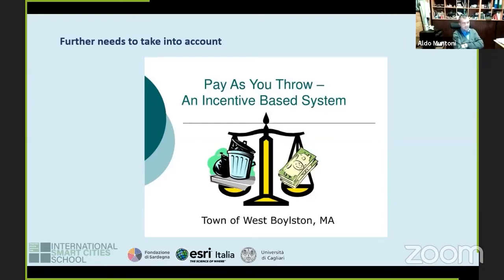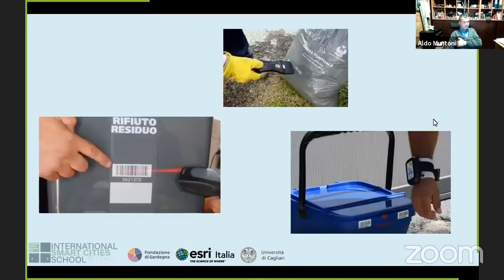True fee means that we're going to pay, I think from next year, according to the amount of waste that we actually produce. So this is a new need, which is not easy to apply, because we should be able to measure how much waste we produce. Okay, and so again, this requires that we implement smart solutions.